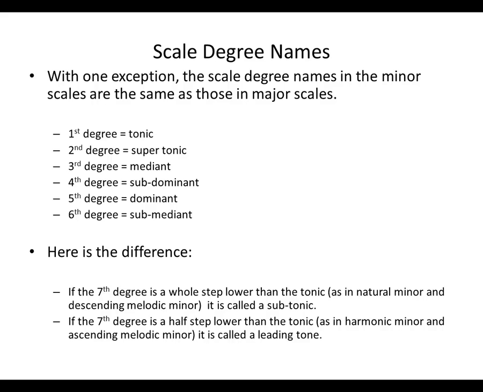If the seventh degree of the scale is a half step lower than the tonic, as it is in harmonic minor and ascending melodic minor, it's a leading tone. And leading tone is the term that we've grown accustomed to using with major scales, and the seventh note of a major scale is a half step lower than the tonic. So the terminology remains consistent. It's just because there are two different kinds of seventh degrees in minor scales, there are two different terms.